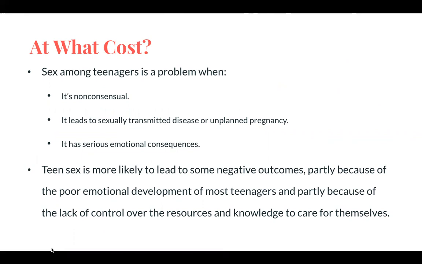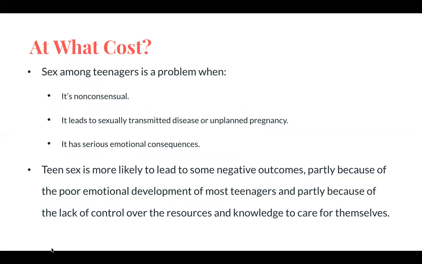What are our concerns? So your book talks about when teen sex is a problem. It's a problem when it's non-consensual. And there is evidence that suggests that non-consensual sex among teenagers and young adults is concerning, given the number of young people who have experienced a non-consensual sexual experience. It's a concern when it leads to sexually transmitted disease or unplanned pregnancy, which I'm going to talk more about. And it's a concern because it can have serious emotional consequences.